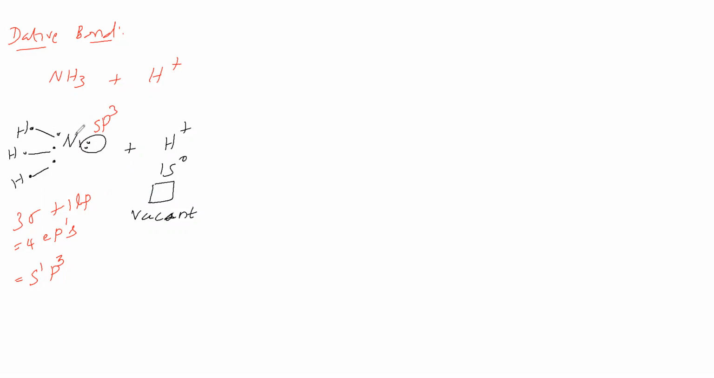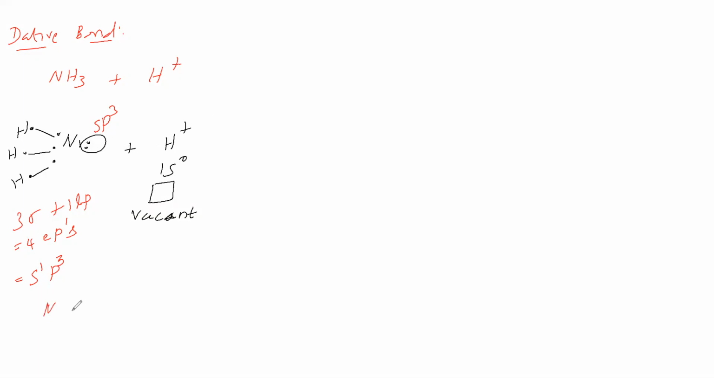Nitrogen's valence shell has 3 sigma bonds and 1 lone pair, therefore 8 electrons in its valence shell, so it is an octet and stable. H plus has 1s0, meaning it has no electrons, only a vacant orbital, therefore it is unstable. H plus needs 2 electrons to get the duplet configuration, that is the helium configuration. But nitrogen has an octet. So between nitrogen and H plus, nitrogen contributes an electron pair while H plus contributes a vacant orbital.